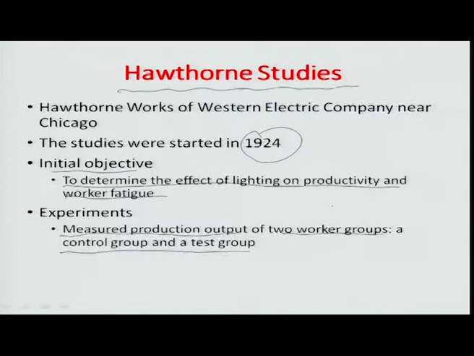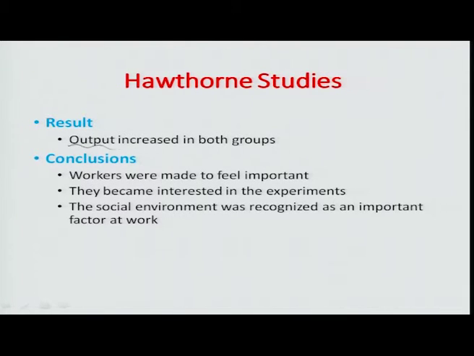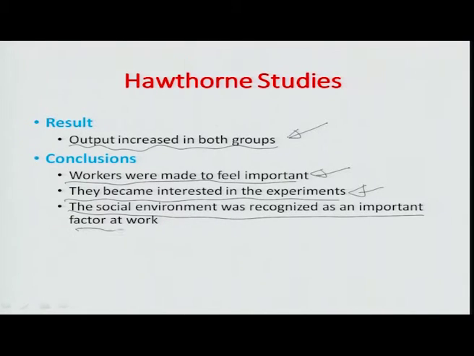What typically happened is that the output increased when the illumination level was increased. One of the reasons the output increased was that workers were made to feel very important by participating in a study. The other is that they became interested in these experiments, and of course the social environment was also recognized as an important factor: people who were working together for the purpose of the experiment behaved similarly, so that they could have enhanced productivity.